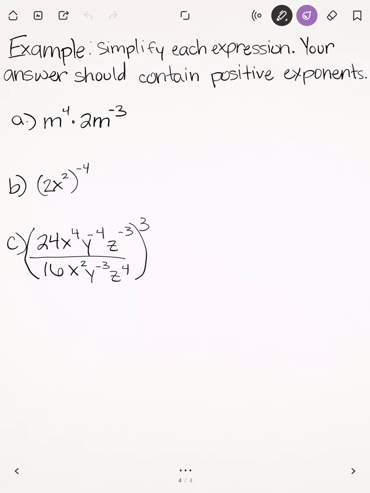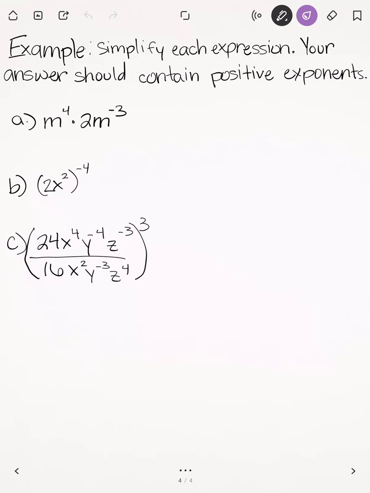That's something that we just need to understand. Okay, so looking at example A, first let's read the directions. Simplify each expression. Your answer should contain positive exponents, meaning no negative exponents. I just showed you how to get rid of them.